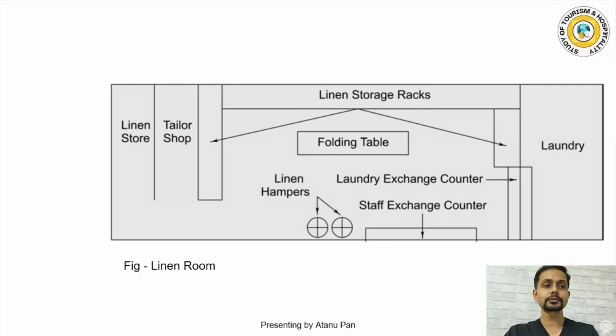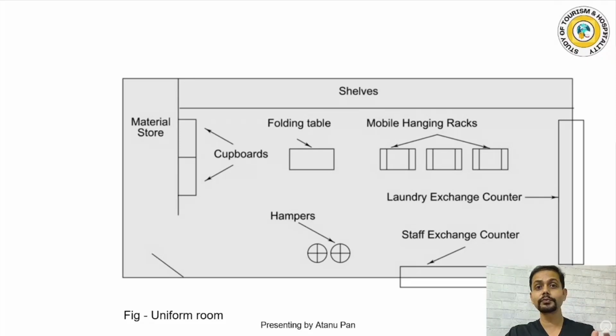Next we have the laundry exchange counter and the staff exchange counter, which I have already discussed in the previous slide, and we have the laundry. So this is the detailed layout of the linen room. Next we have the layout of the uniform room. Basically it's quite similar. We have the shelves, and the material store where we store the uniform material, and cupboards where we can store the washed uniforms which can be folded, and those are also on the shelves. The folding table is there for the same inspection purpose.